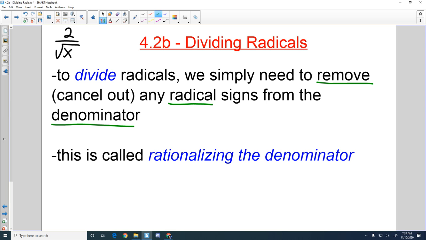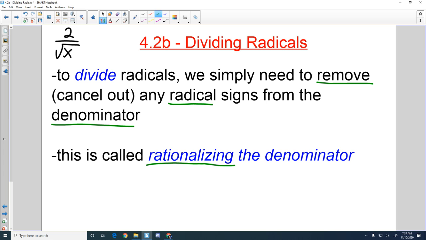So I just have to get rid of the square root, or if it's a cube root, or even an 1/8 root, whatever that root is. We're just trying to move it out of the denominator and up into the numerator spot. And so this process is called rationalizing the denominator. It's making sure the denominator is rational. Meaning it doesn't have any type of a root in the bottom, because those are tough to divide by.